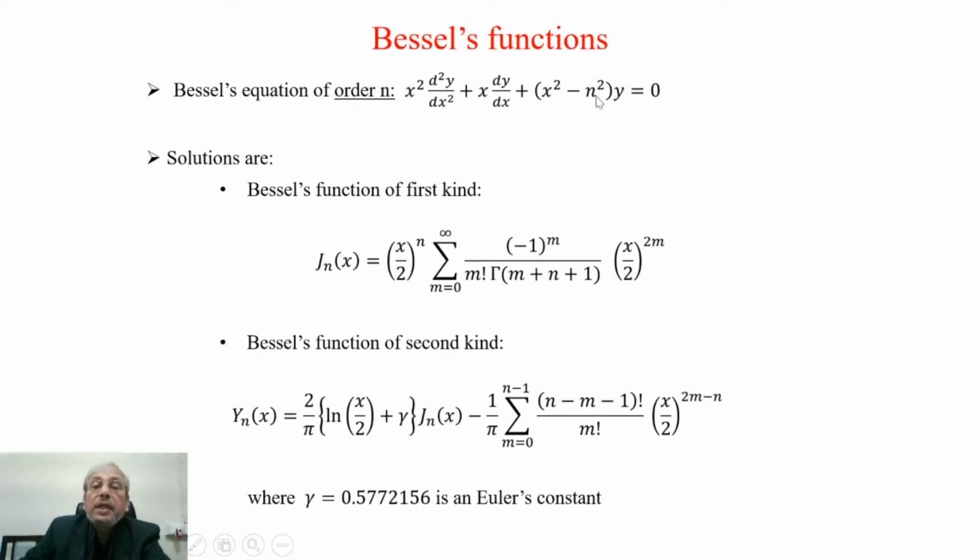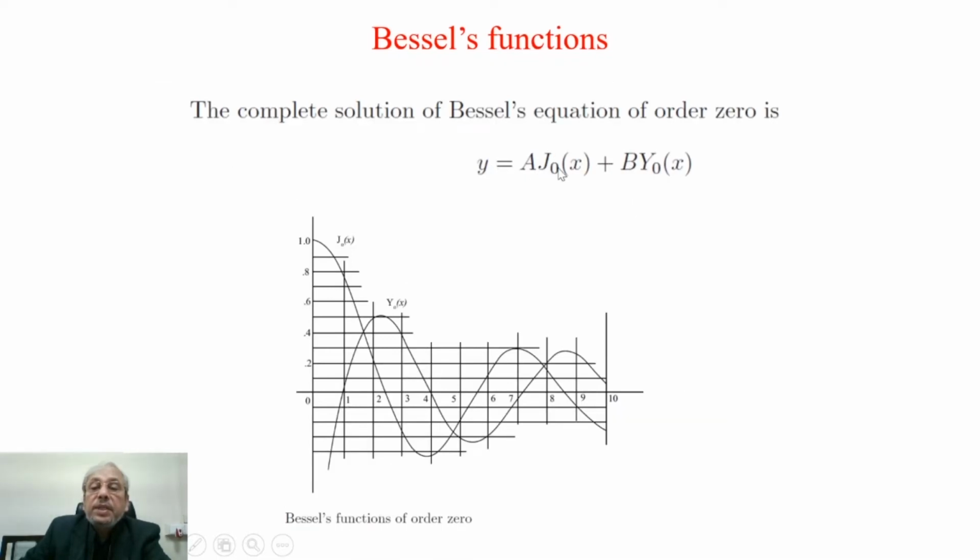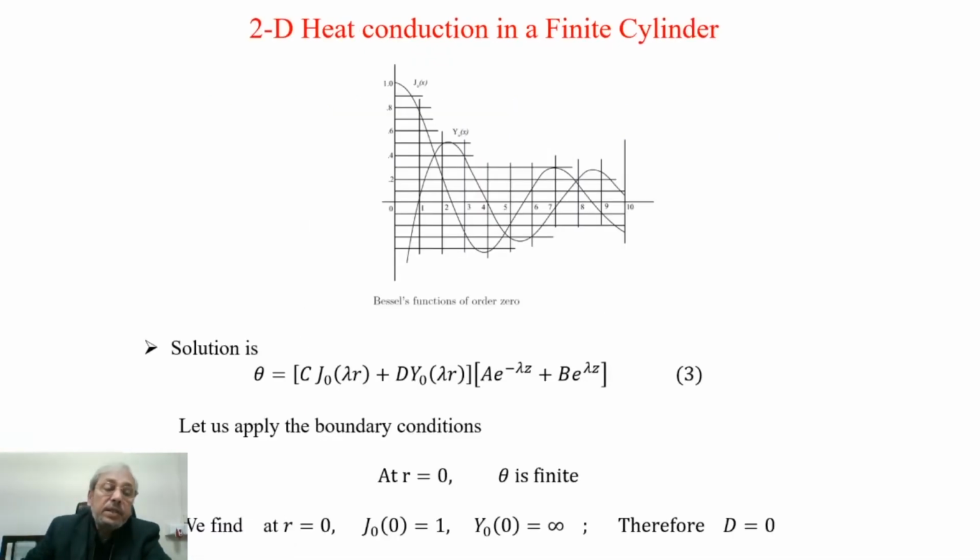Now, in this equation, if we put n equal to 0, this will be Bessel's equation of order 0. Then for solutions, everywhere we substitute n by 0, and we get the solution as Bessel's function of first kind of order 0 plus a constant into Bessel's function of second kind of order 0: y equal to a J naught x plus b Y naught x. With the argument, Bessel's functions vary this way. This is the variation of J naught, and this is the variation of Y naught with x, when x is the argument.